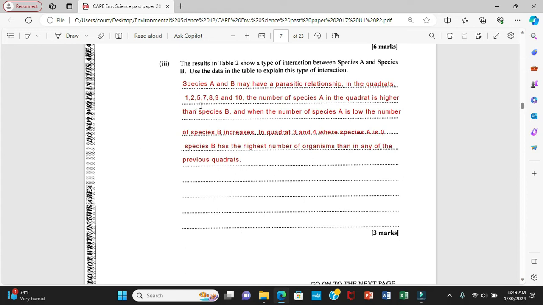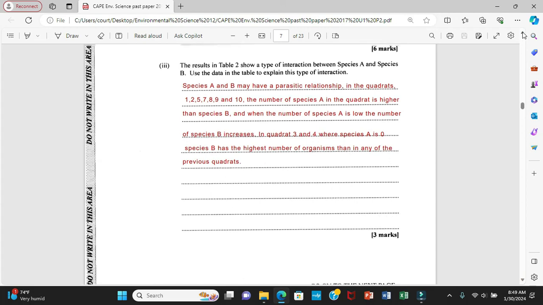In quadrats 1, 2, 3, 5, 7, 8, 9, and 10, the number of species A in the quadrat is higher than species B. And when the number of species A is low, the number of species B increases. In quadrats 3 and 4, where species A is 0, species B has the highest number of organisms compared to any of the previous quadrats.